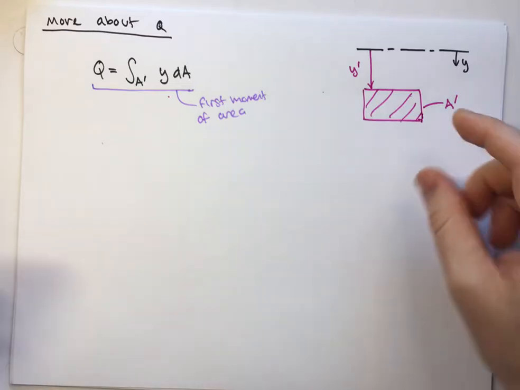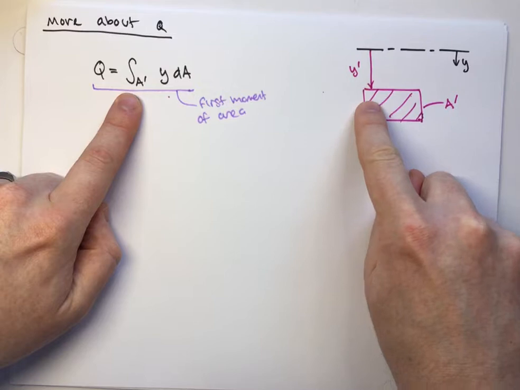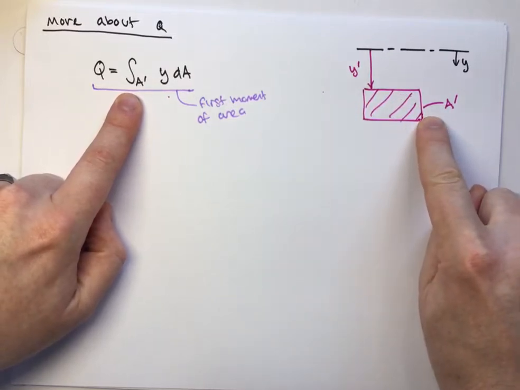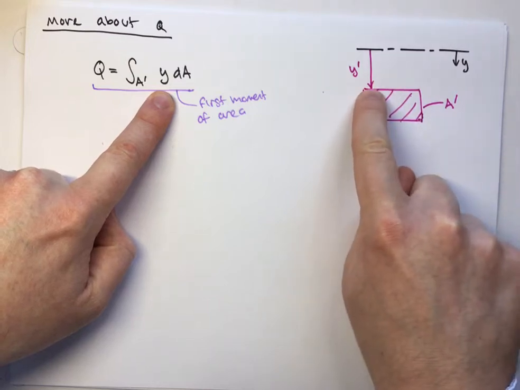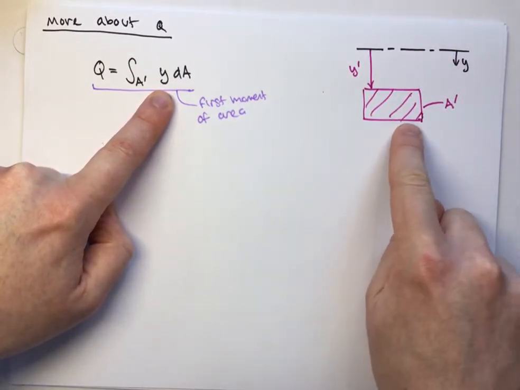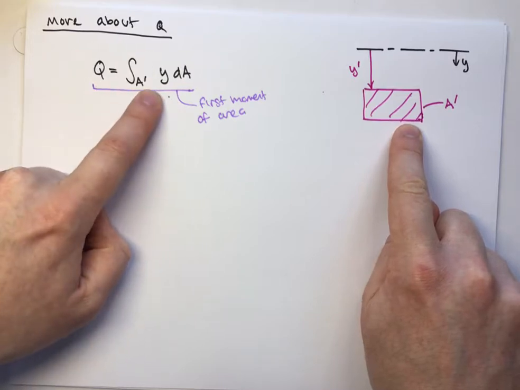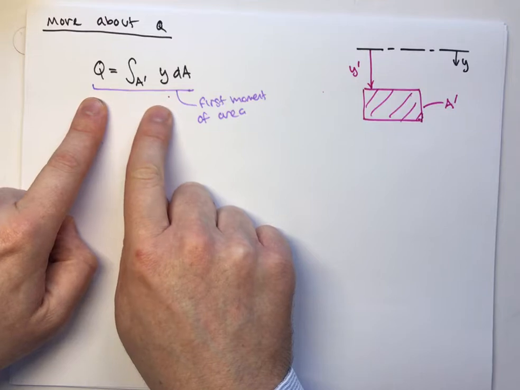And this is how we could calculate Q. So we do this integral. We're just integrating this area A prime of the distance y. So we'd start at y prime. We might go to the edge of the section, which might be some distance further away in terms of our integral. Integrate across the width, we could figure out our first moment of area.